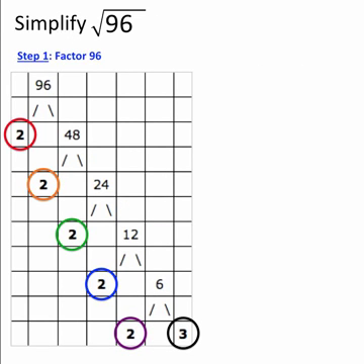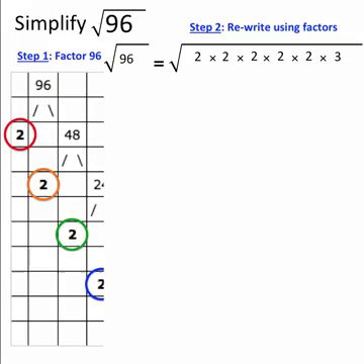Now that I have my factors, I can use them to rewrite my original expression. So I can say that radical 96, or the square root of 96, is equal to the square root of the product of its factors. In this case, 2 times 2 times 2 times 2 times 2 times 3.